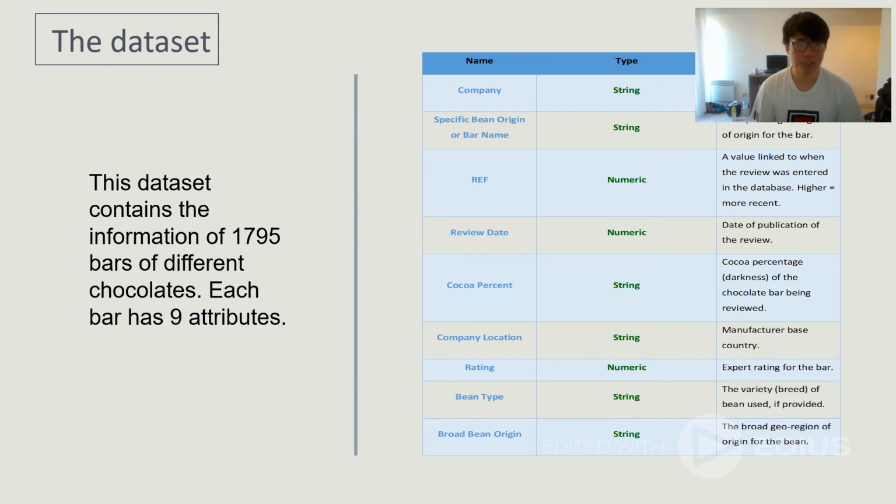And we can see that each bar has 9 attributes. It contains company, bar name, reference, review date, cocoa percent, company location, rating, bean type, and bean origin.